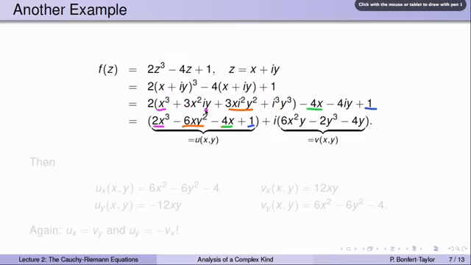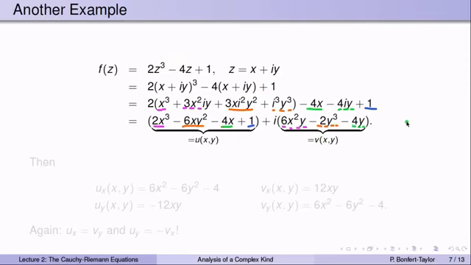3x squared iy goes under v. With a 2 in front of it, that becomes 6x squared y. I factor out the i. Then I have i cubed y cubed. i cubed is negative i, so this is negative y cubed. With a 2 in front of it, it's a negative 2y cubed. And finally, minus 4iy shows up as minus 4y in my function v. In other words, u of x and y is 2x cubed minus 6xy squared minus 4x plus 1, and v of x and y is 6x squared y minus 2y cubed minus 4y.